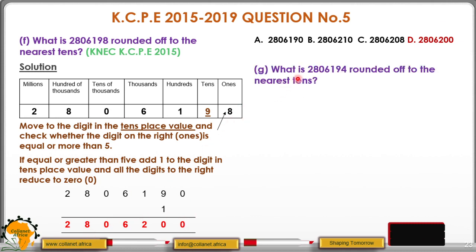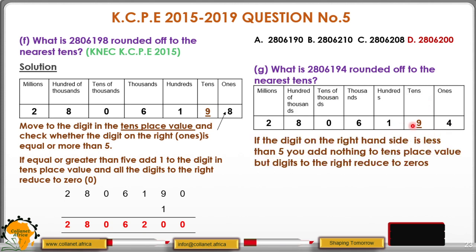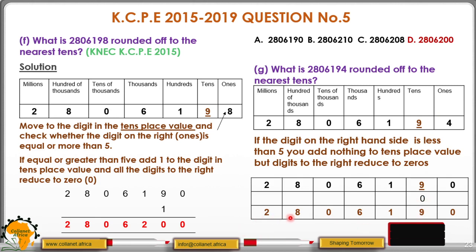Then G, what is this one rounded to the nearest tens? So in this case, you write the chart. In this case, you see that 4 is not greater or equal to 5. So this one is not going to change the value of this one. So if the digit on the right side is less than 5, you add nothing to the tens place value, but digits to the right reduce to 0. So this one will reduce to 0. So the answer to this will be 2,806,190.